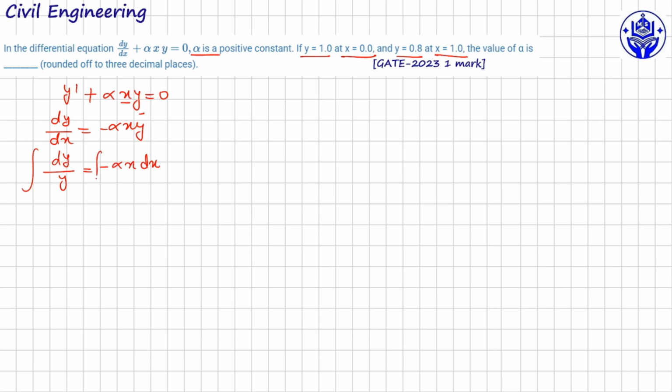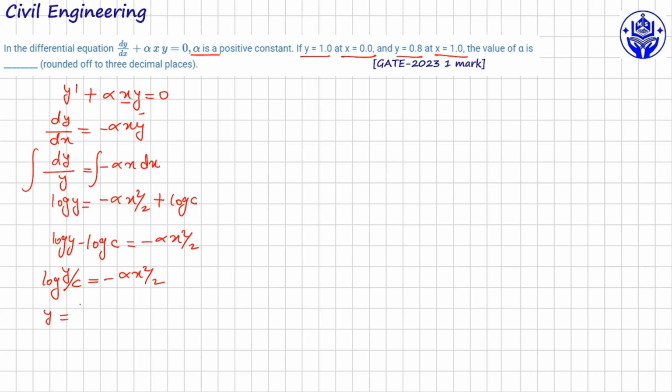I can just integrate it. It is nothing but log of y is equal to minus alpha x square by 2, plus I can write the constant as log c. Now log of y minus log of c is equal to minus alpha x square by 2. Then this is log of y by c equal to minus alpha x square by 2.